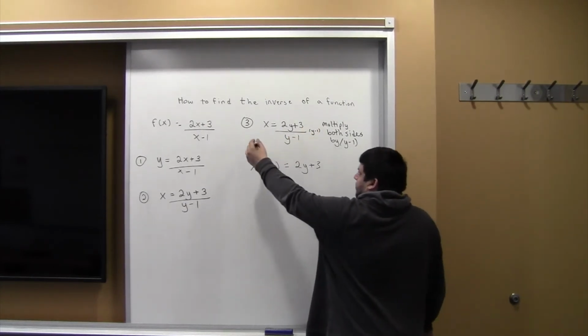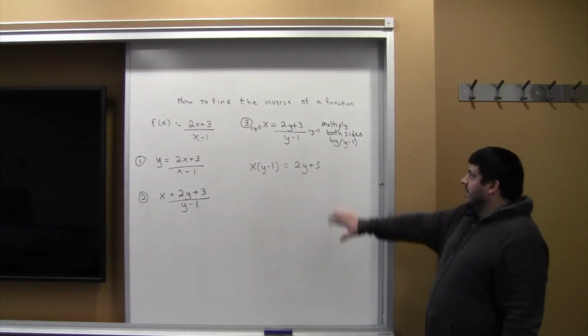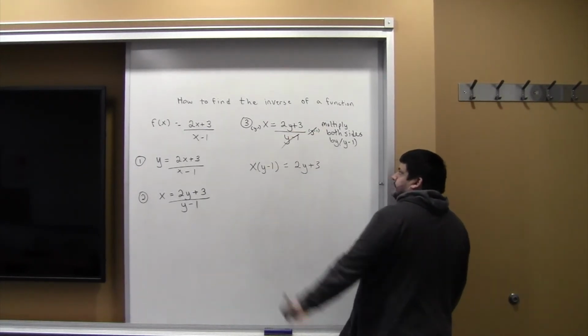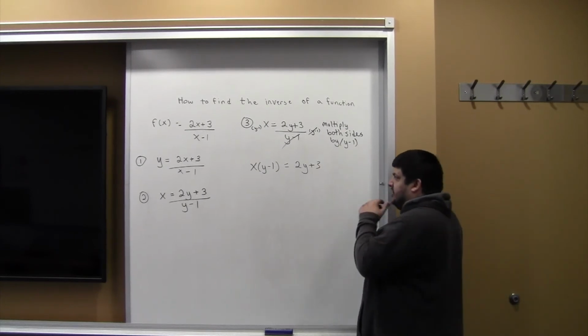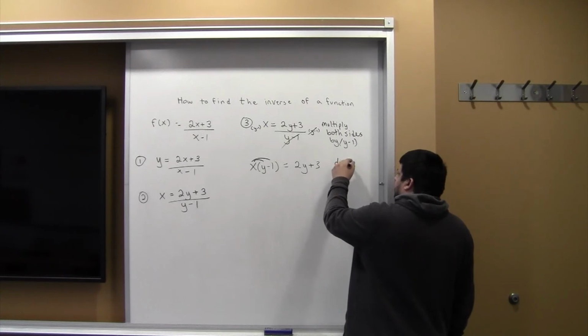Y minus 1, I'm writing it small. We're multiplying both sides by that, and that's what we're left with right there, because here, these would clear out. Okay, now we're going to distribute the left side. So let's distribute.